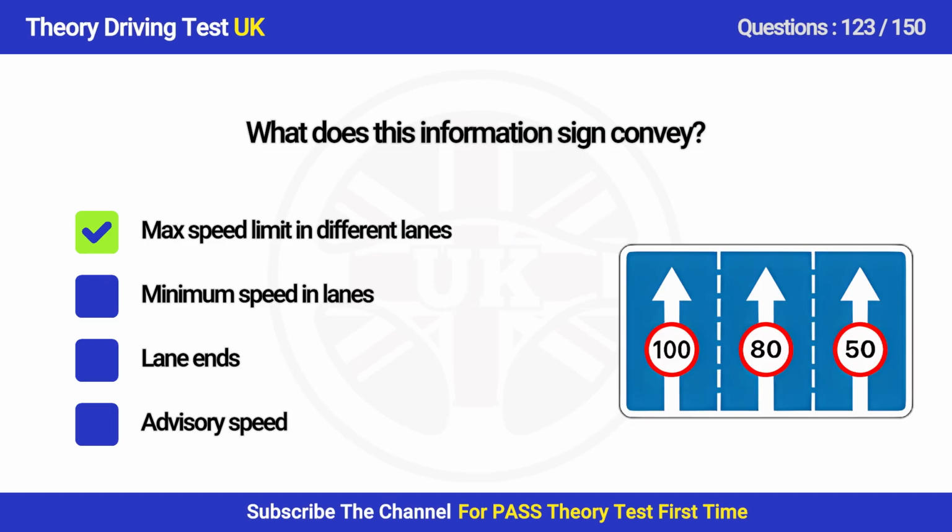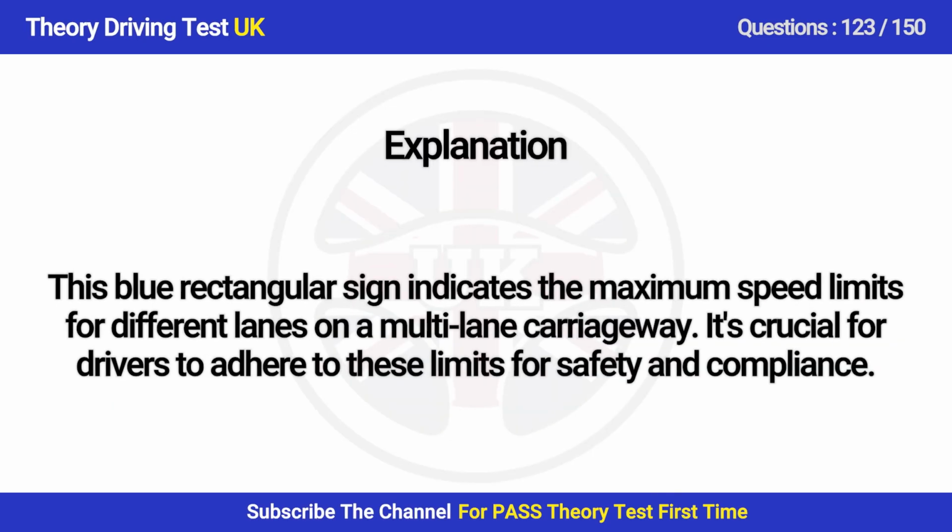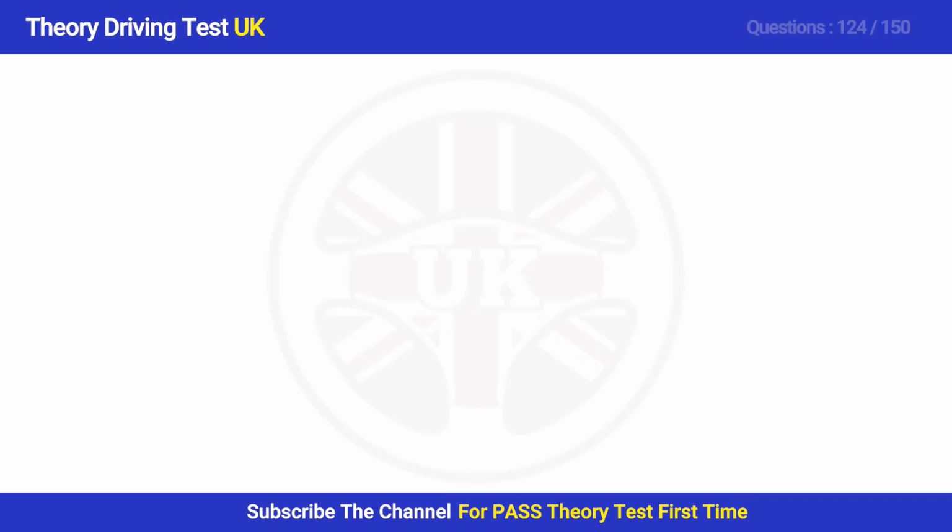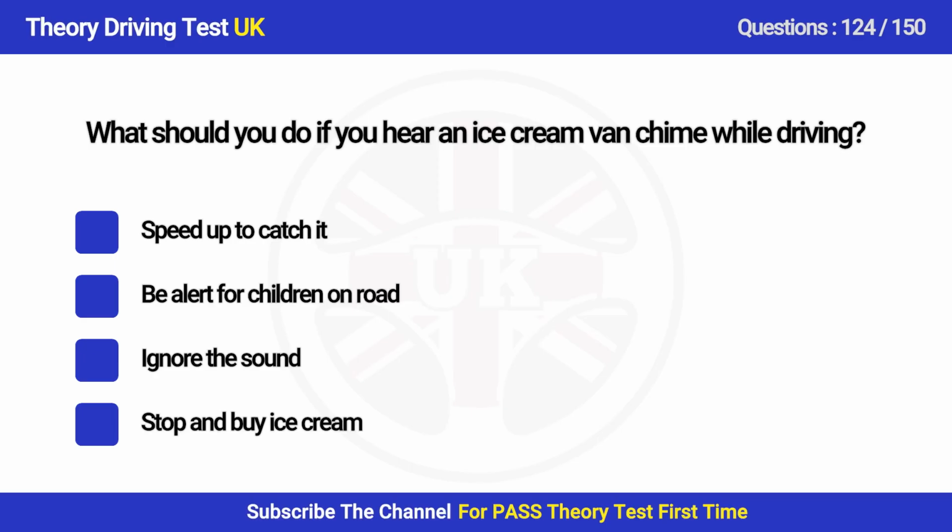Answer is A. Max speed limit in different lanes. This blue rectangular sign indicates the maximum speed limits for different lanes on a multi-lane carriageway. It's crucial for drivers to adhere to these limits for safety and compliance. Question 124. What should you do if you hear an ice cream van chime while driving?